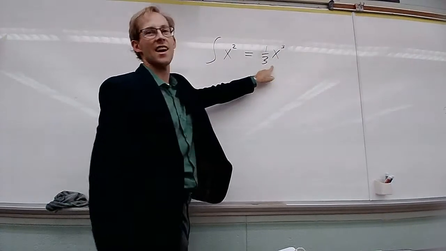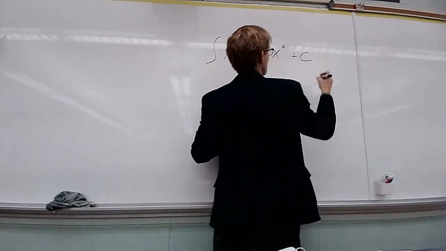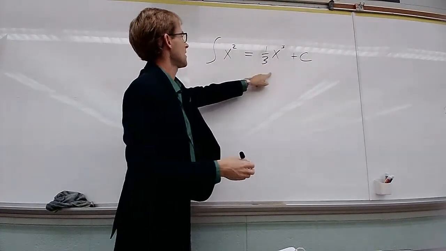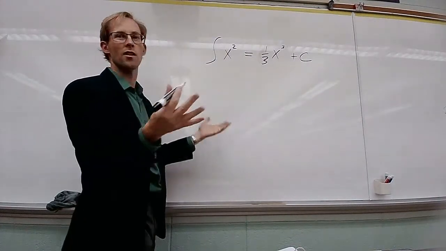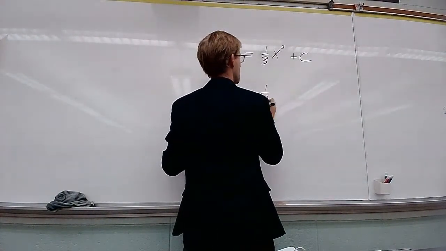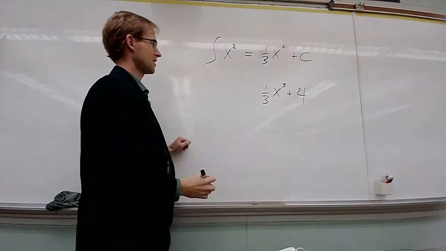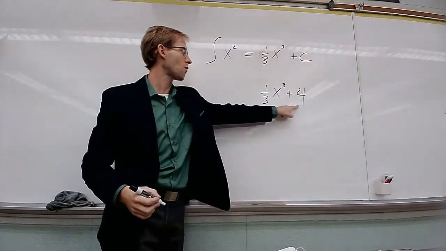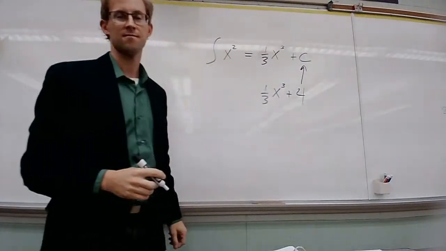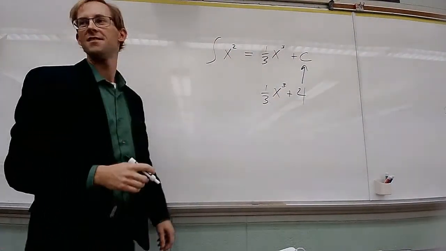The answer is not technically just this. You have to add a constant. Because if you think about it, if you take the derivative of this, you'll get x squared, but you'd also get x squared if you took the derivative of 1/3 x cubed plus 4. So this 4 is kind of like your constant. When they mentioned it, I was like, that makes sense. Plus 0. And here's me, I have no clue what's going on.